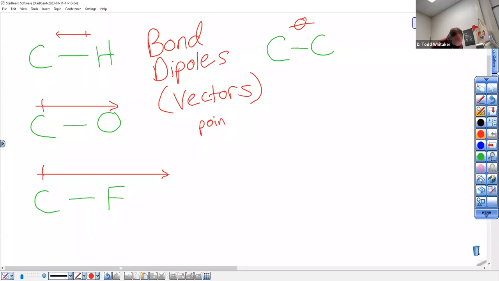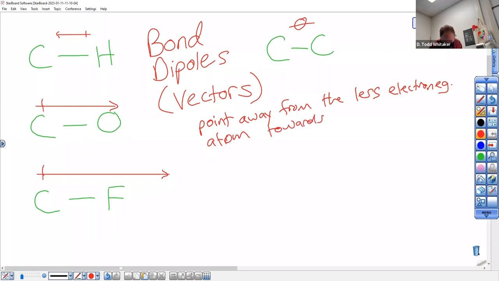Point away from the less electronegative atom towards the more electronegative atom.